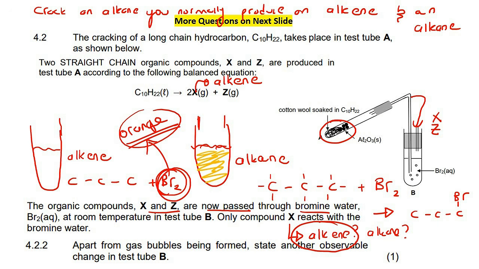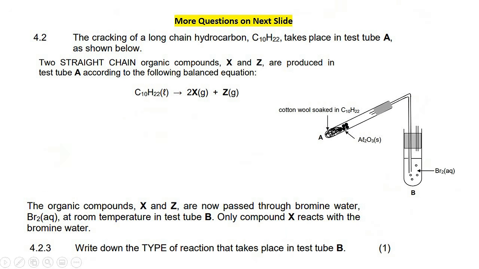So they say apart from gas bubbles, what other change would you see in test tube B? Well, we would see the orange bromine liquid. You would see the orange liquid become colorless. Why? Because a reaction is taking place and all the bromine is reacting. And so the bromine is disappearing because it's being used up in the chemical reaction. Okay, so we've just figured out that X is an alkene.